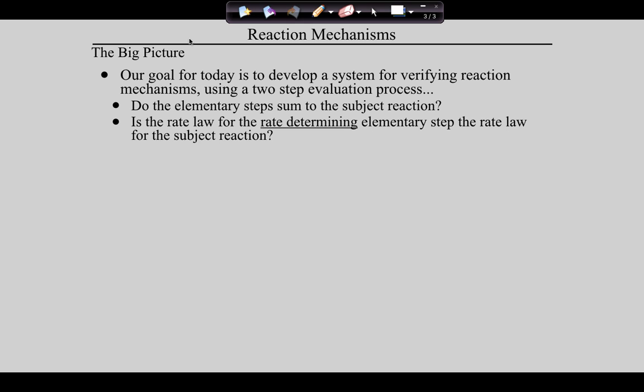Go ahead. If there are multiple elementaries... There will be. So then would all of those rates add up to give you the total? No, and that's, you'll see. That will not be the case. But I'll show you what will be the case. But fundamentally, as you're trying to picture this in your head, Matt, mechanisms will always be made up of multiple elementary steps.